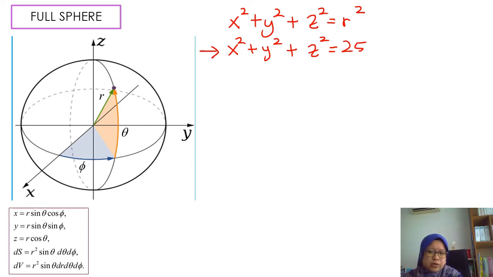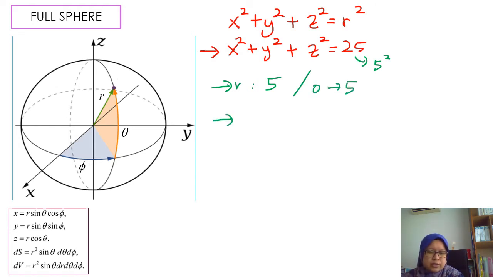From this equation, obviously, we can know the radius. The first one is radius r, based on this equation. I think everybody knows the radius from here. So this is 5 to the power of 2. So radius is 5. Or you also can say the radius is 0 to 5.